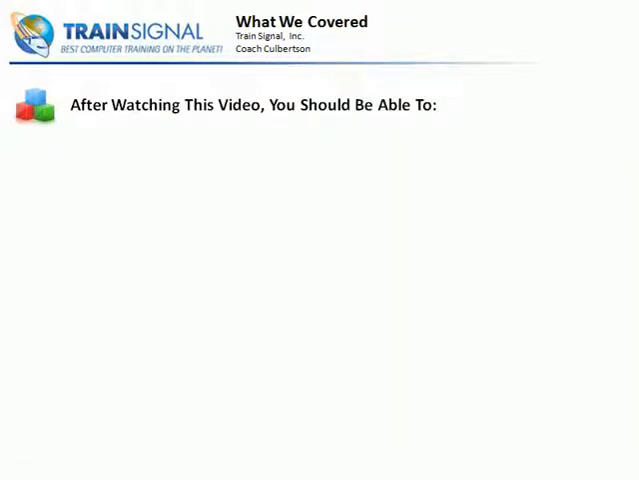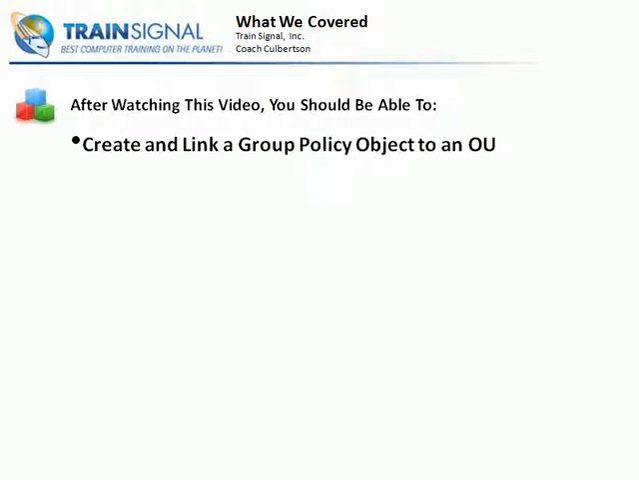All right, so after watching this video, you should be able to create and link a group policy object to an OU. And we did that. We did that all in one fell swoop, didn't we? We just created and linked it by doing a quick right-click on the OU in the Group Policy Management console.